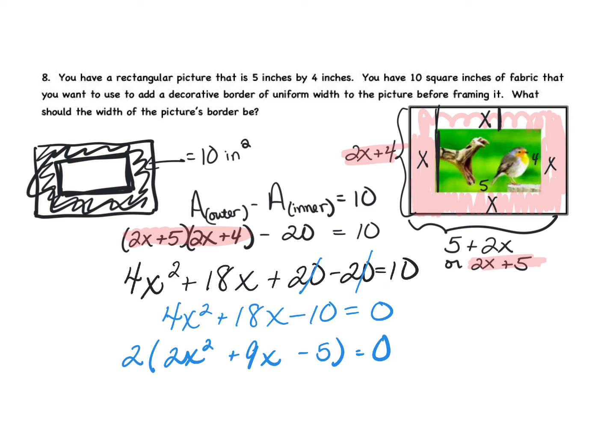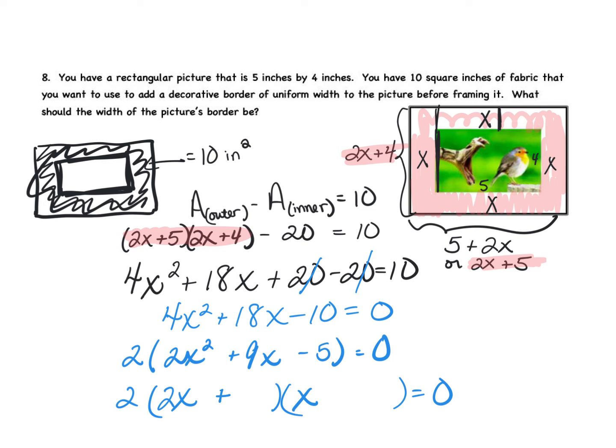And now I'm going to try to factor this remaining trinomial. So I'm going to do some guess and check. You can do tic-tac-toe off on the side if you need it. So 2x and x are going to be my factors of 2x squared. And think about factors of -5.